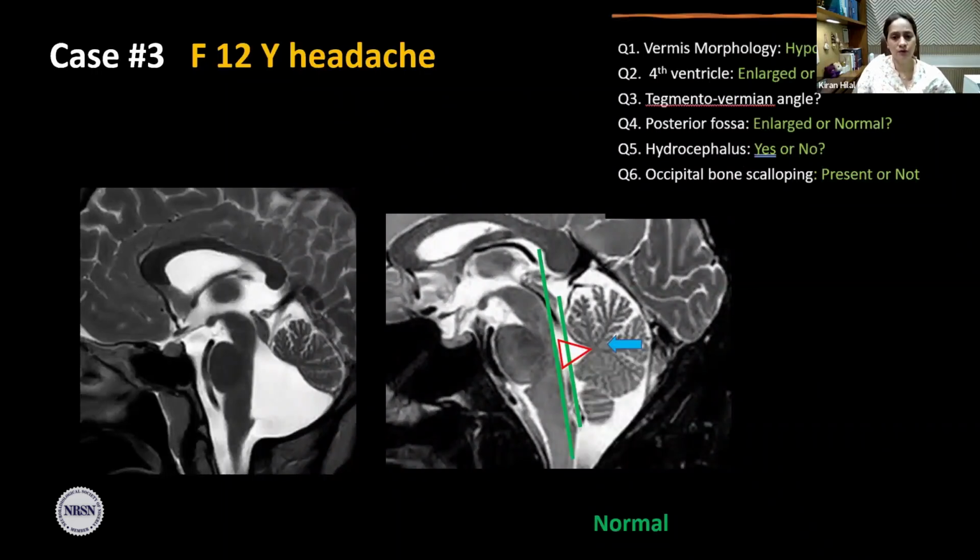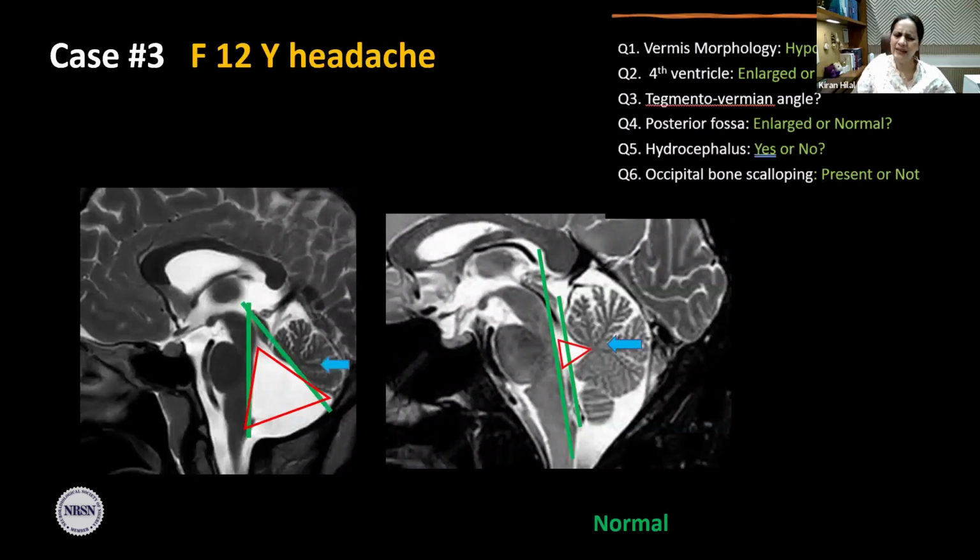So again, look at the morphology of the vermis. How is your vermis? The vermis is slightly smaller in size as compared to this full-size vermis. Look at the fourth ventricle. The fourth ventricle is definitely grossly enlarged. The tegmentovermian angle is definitely not 0, which is the normal thing.